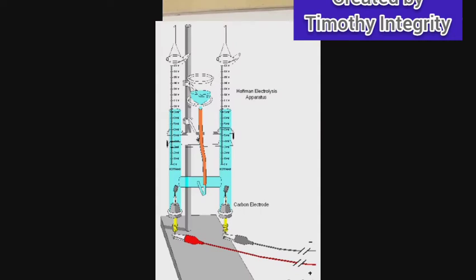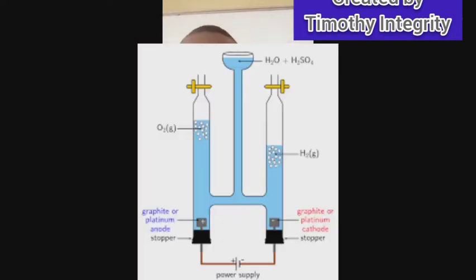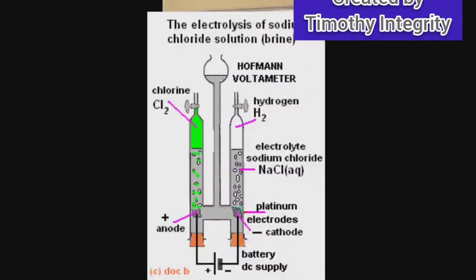Another application of electrolysis is in the production of gases. Such gases as hydrogen, chlorine and oxygen are prepared by electrolysis. For instance, the electrolysis of brine, that is concentrated sodium chloride, is used in preparing chlorine and hydrogen. We have seen this in the previous video. And oxygen is prepared by the electrolysis of copper(II) tetraoxosulfate(VI) solution using graphite anode.